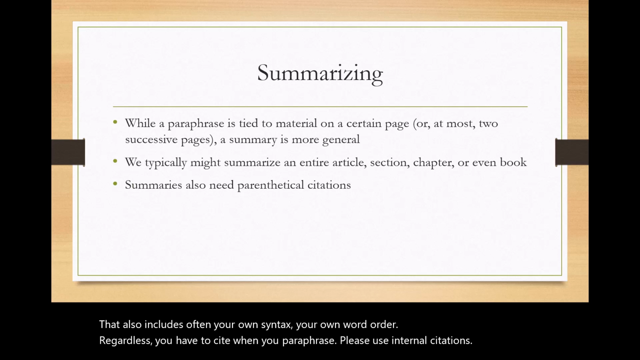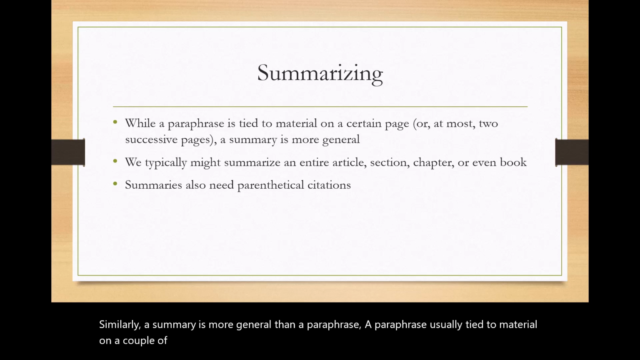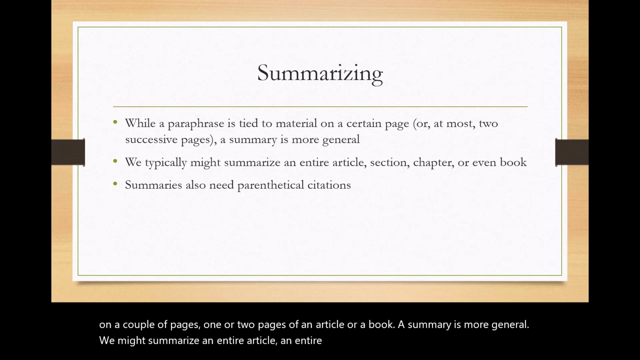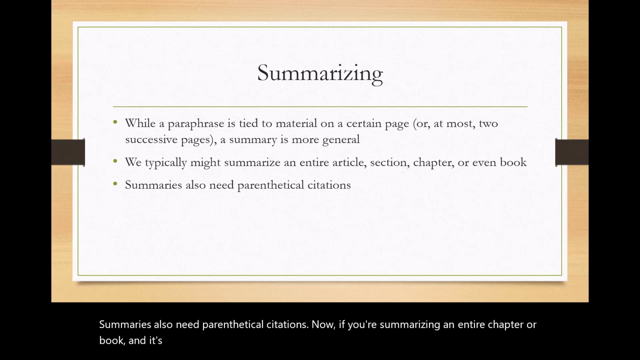Similarly, a summary is more general than a paraphrase. A paraphrase is usually tied to material on a couple of pages, one or two pages of an article or a book. A summary is more general. We might summarize an entire article, an entire section, an entire chapter, even an entire book. Summaries also need parenthetical citations. Now, if you're summarizing an entire chapter or book and it's truly a summary, then you don't need a page number in that summary.